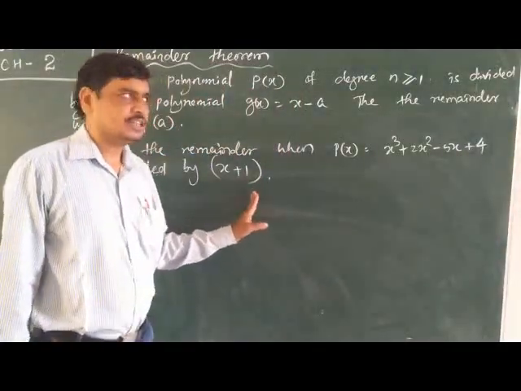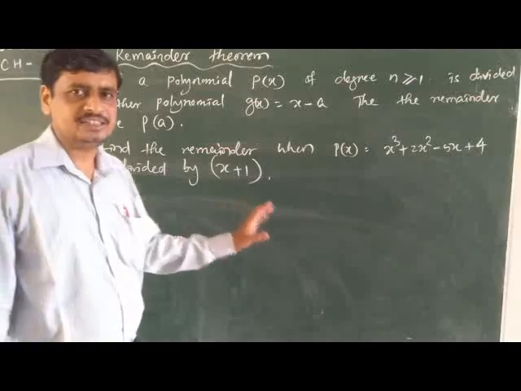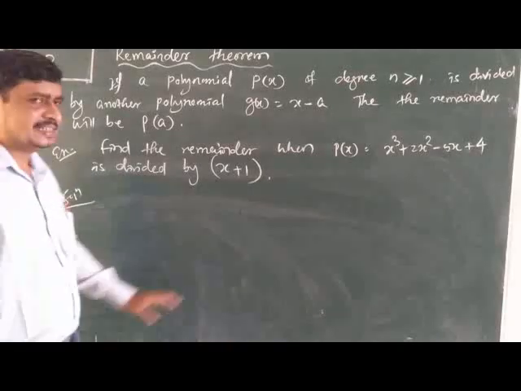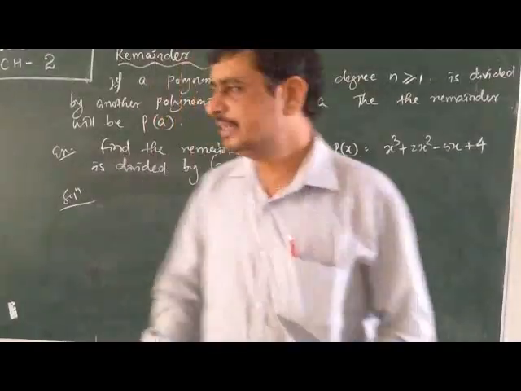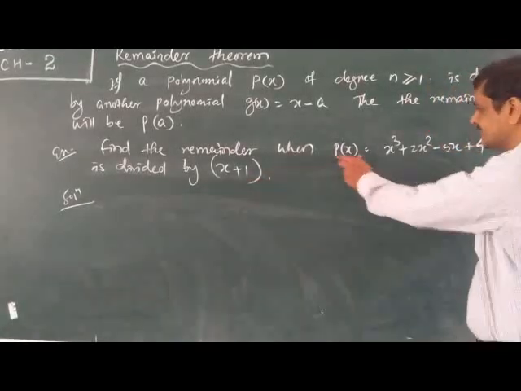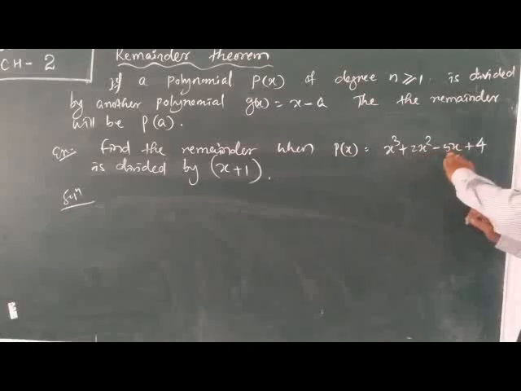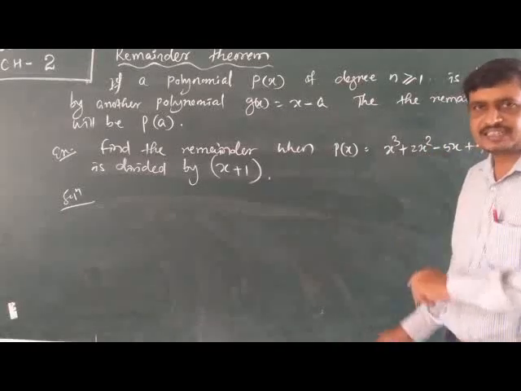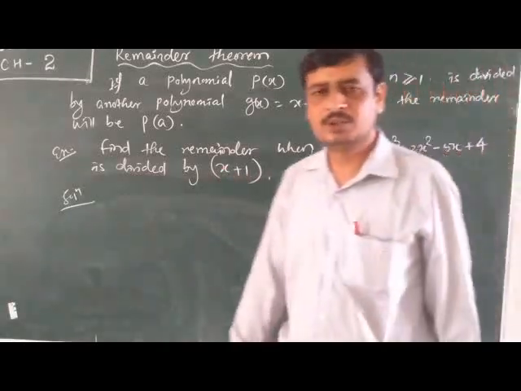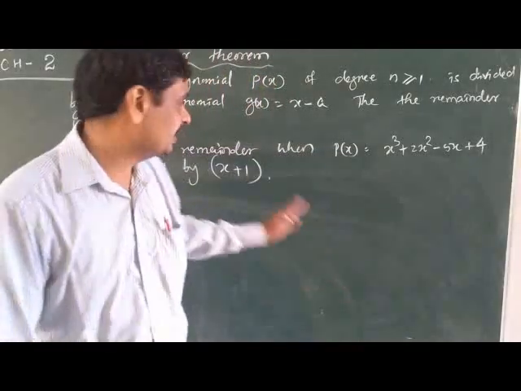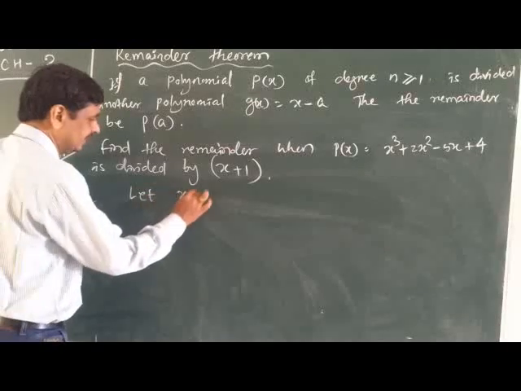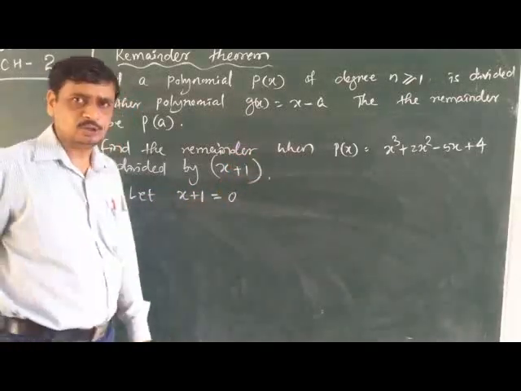How to use this remainder theorem to find the remainder? First, see what is given as the divisor. Since the polynomial p(x), which is equal to x cube plus 2x squared minus 5x plus 4, is divided by x plus 1, p(x) is considered the dividend, and x plus 1 is considered the divisor. First, we have to equate the divisor with 0. Let x plus 1 be equal to 0.